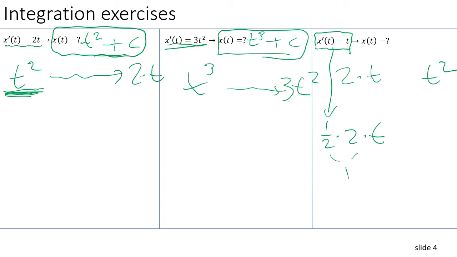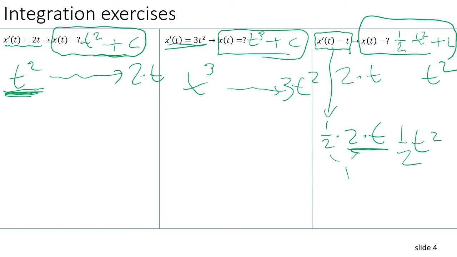So we do the integral of 2 times t and get t squared. And don't forget to have that remaining 1/2. So our final answer is a half times t squared plus c. This is our answer, our integral.